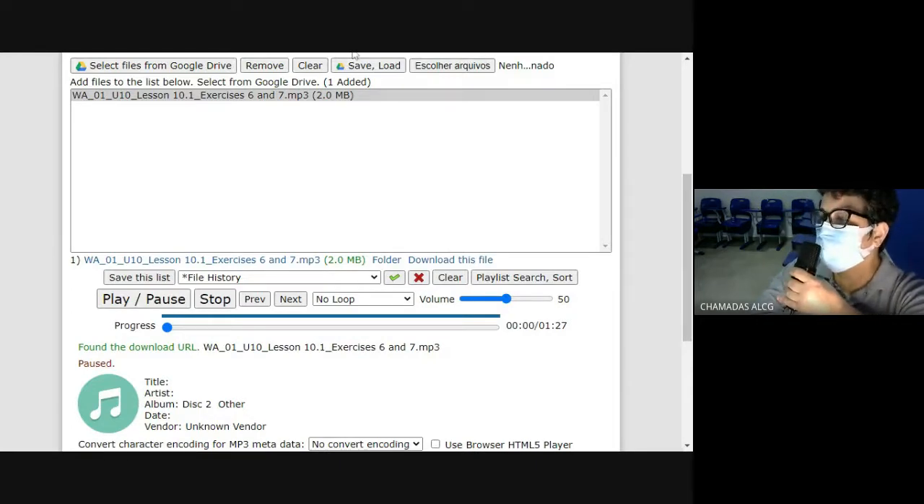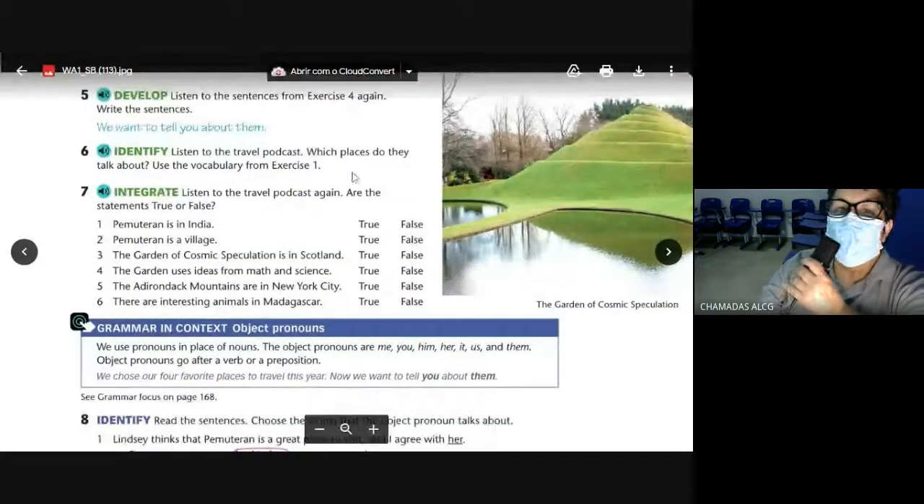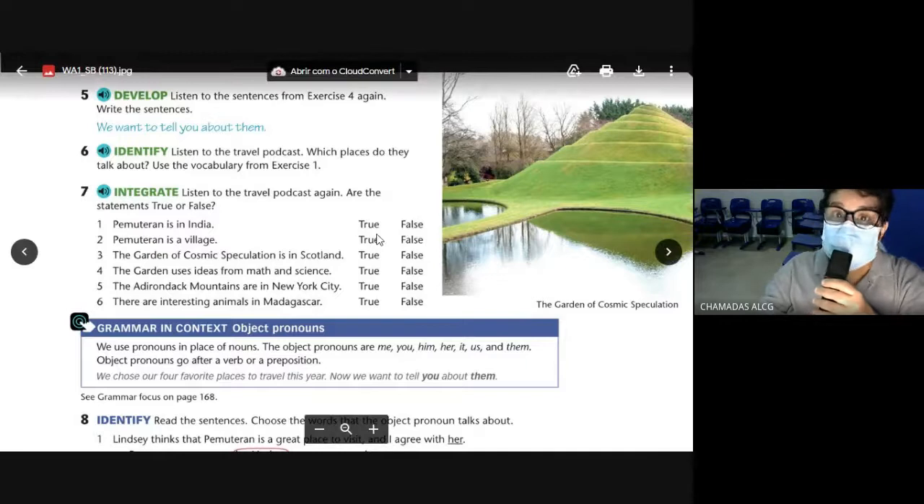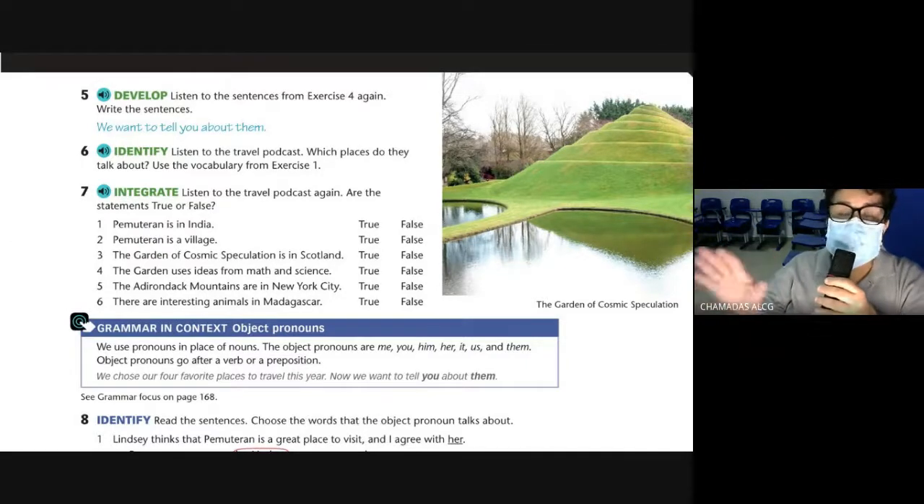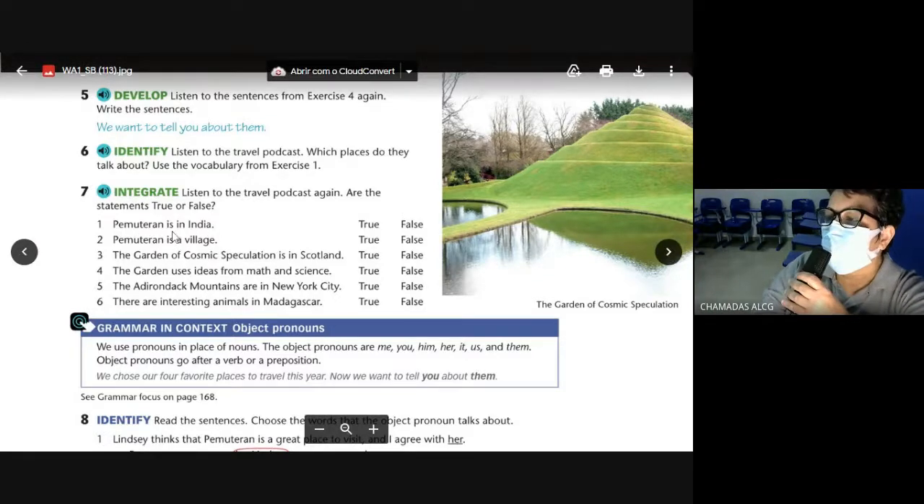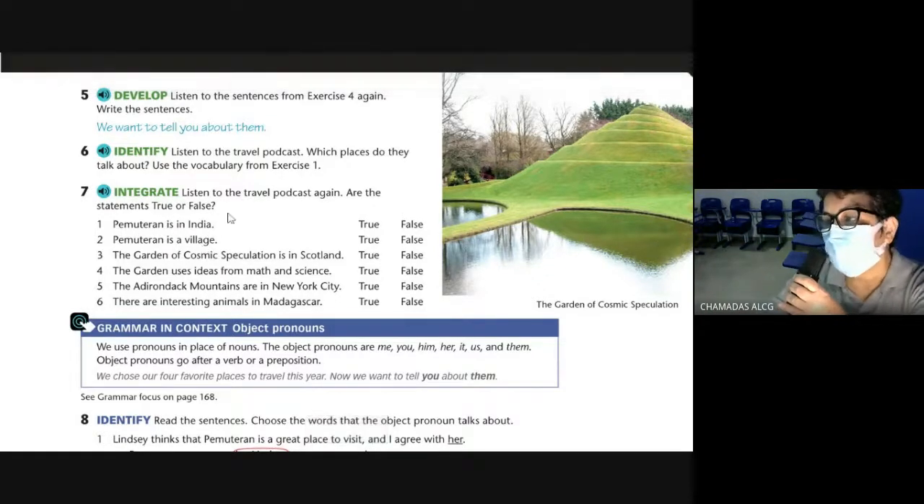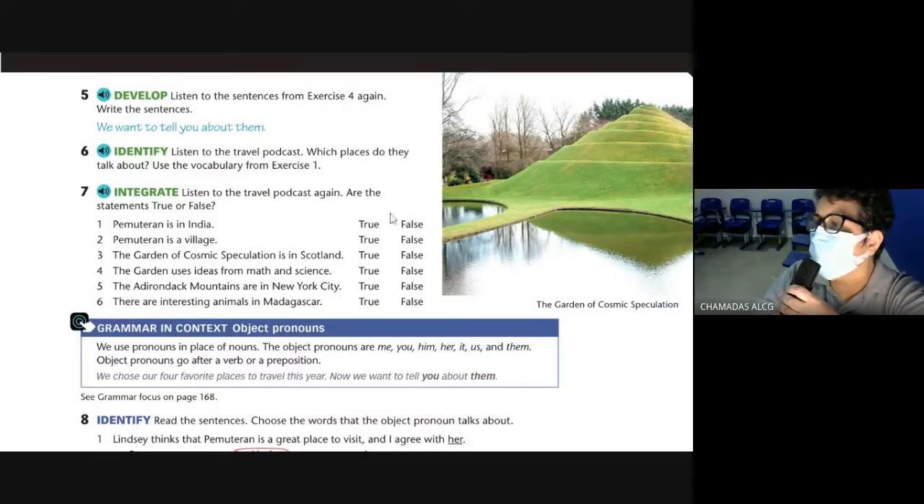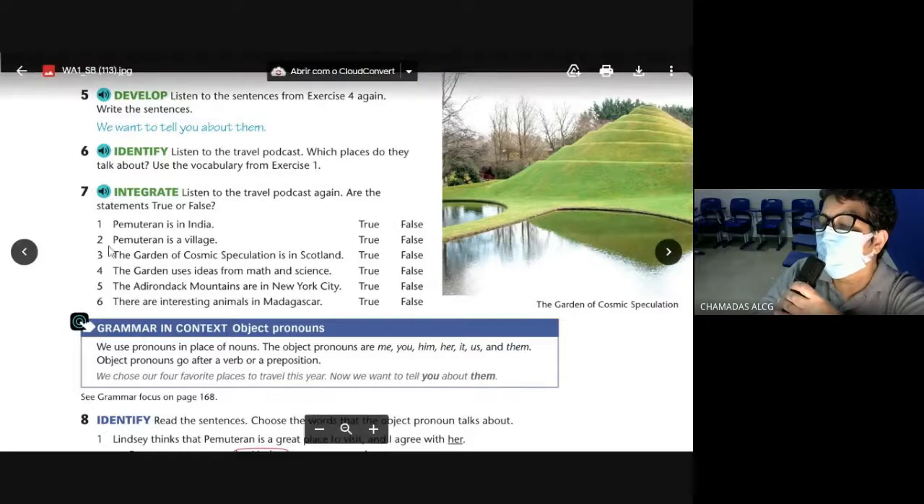Okay, now let's try and do the exercise. Okay, so the first one, remember, this is not our book site. So we can't check the answers, we can't write. This is a PDF, okay? So let's say, Pemudaran in India. Is it in India, guys? Yes or no? No, it is false. It's false. Okay. Number 2, Pemudaran is a village.